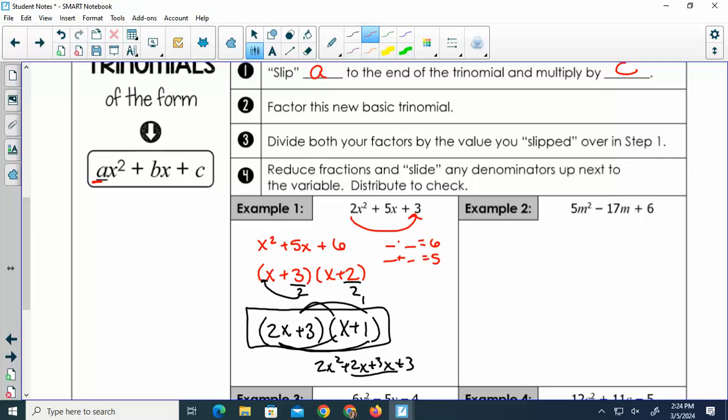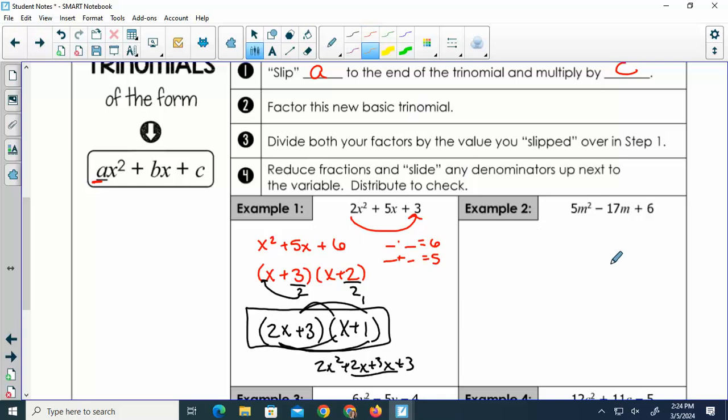All right, so that's probably a little bit confusing. We're going to go through a lot of examples. Do you have any questions so far? So let's try another one.